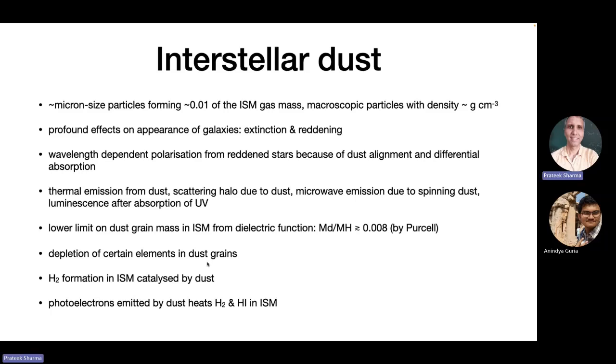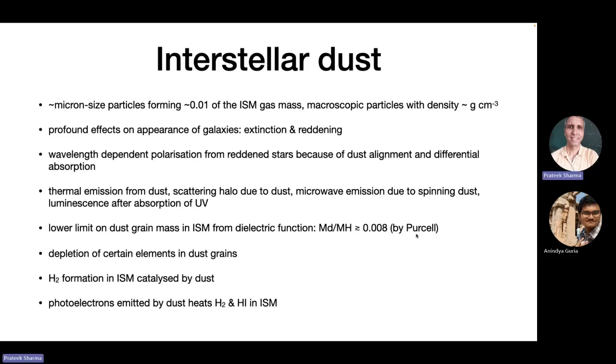In principle, you can produce a lot of absorption with a small amount of mass, right? All you need to do is provide a screen which blocks your line of sight. So even a small amount of mass can block a lot of light. But how do we know that the mass of the dust is about 1% of the ISM and not 10 to the minus 6 or smaller?